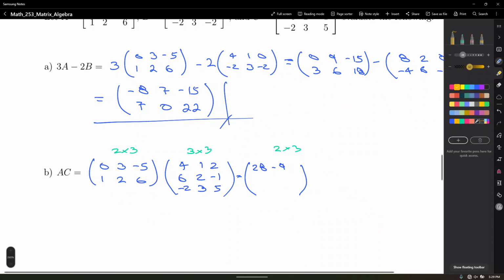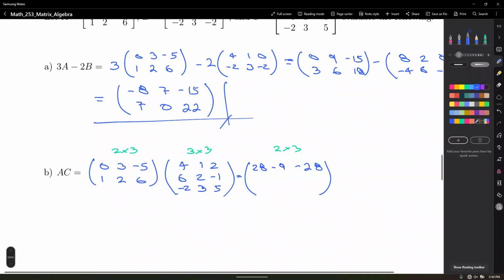And, okay, what's next? The same first row of the first matrix, but now with the third column of the second matrix. So what do we do? 0 times 2, which is 0. 3 times negative 1, that's negative 3. And then negative 5 times positive 5, that is negative 25. So negative 3 minus 25, is that negative 28? Okay, negative 28, right?